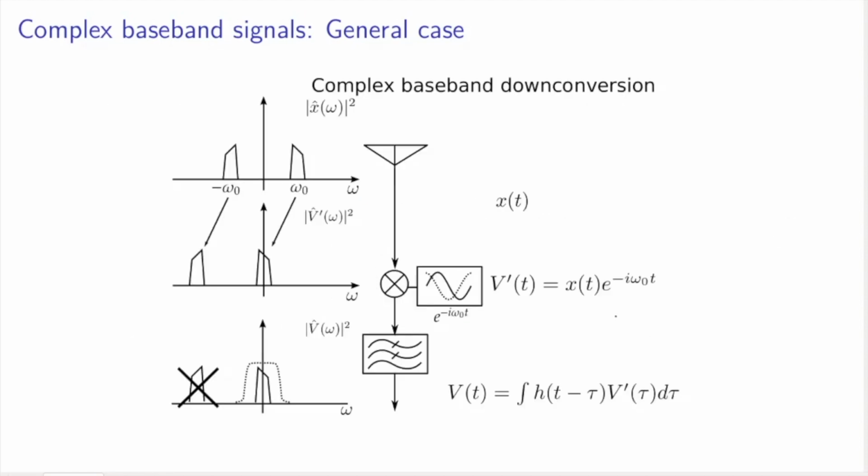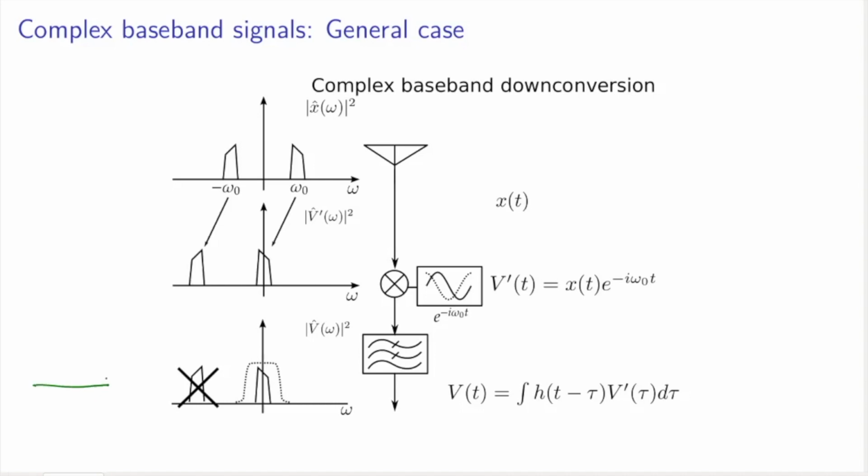The following diagram shows the different stages of a complex baseband downconversion process in terms of the spectral components of the signal. On the top, we have the spectrum of the original band-limited real-valued signal with positive and negative frequency components confined to within a narrow band of frequencies. The middle plot shows the spectral components after multiplication by e to minus i omega naught t, which shifts all of the spectral components in frequency.